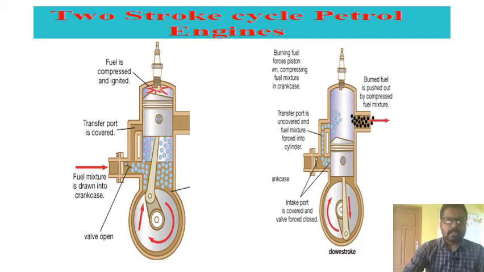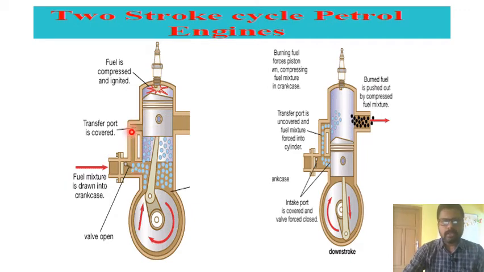But in this case, instead of valves, we are using ports. There are ports. See, this is the first port. This is the transfer port. This is the exhaust port. So there are three ports only.